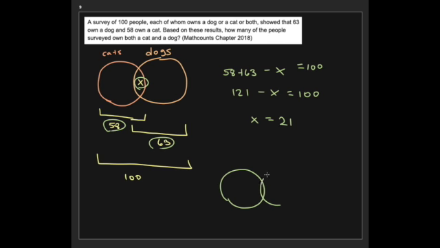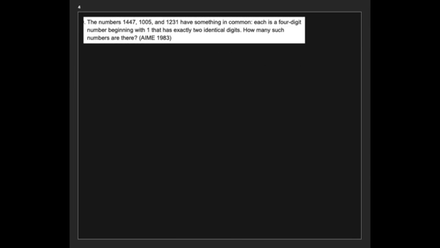Now we can draw a new Venn diagram with our new information. So we have cats and dogs. We know now that there are 21 people with both cats and dogs. Now we know that there's 37 people with only cats and 42 people with only dogs.